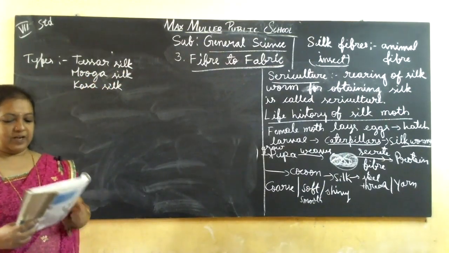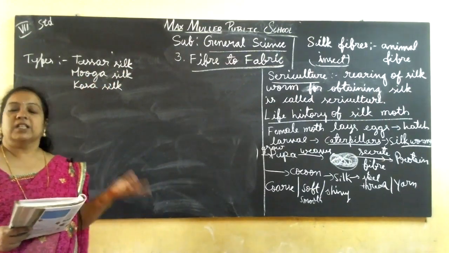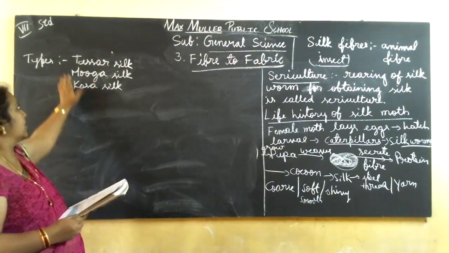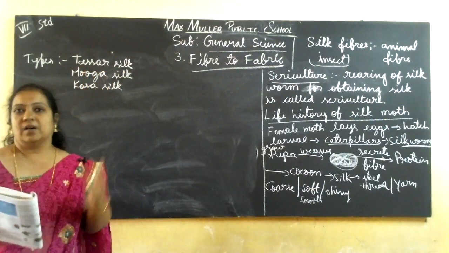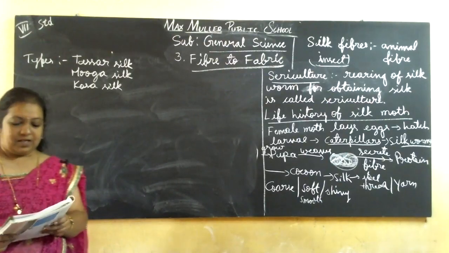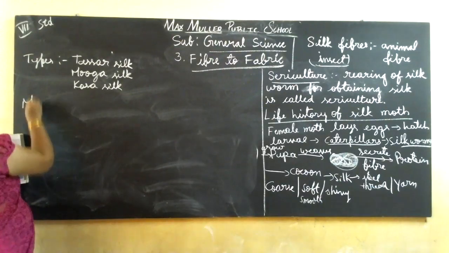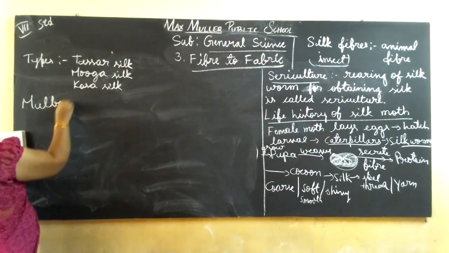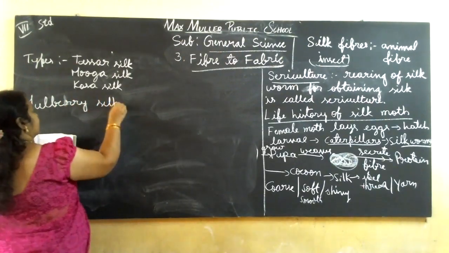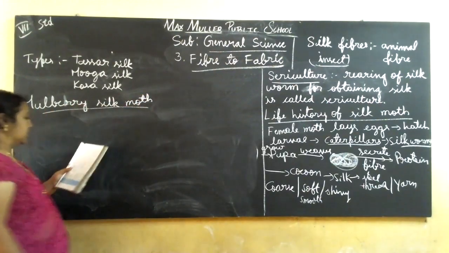These fibers are obtained from the cocoons spun by the silkworms. Different types of silk moths produce different types and textures of silk threads, and from that thread we make these different types of silk cloths. The most common silkworm and silk moth is the mulberry silk moth. This is the most important silk moth.